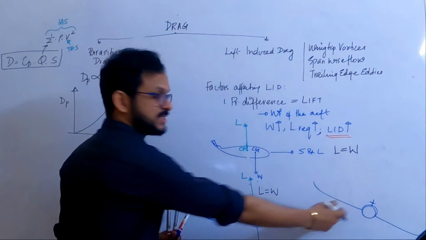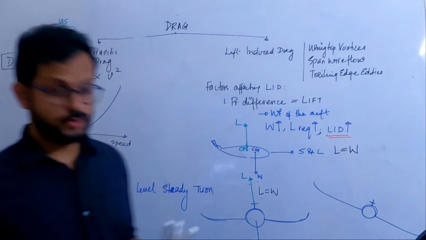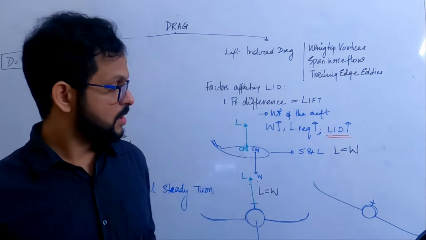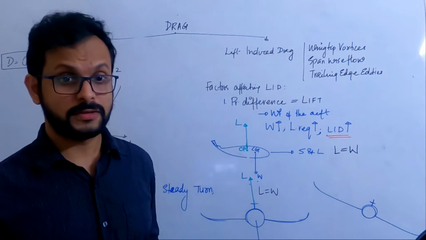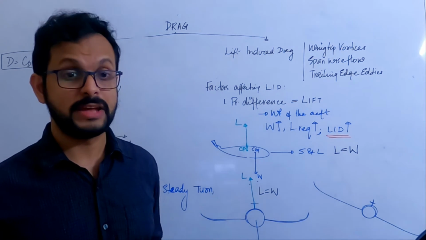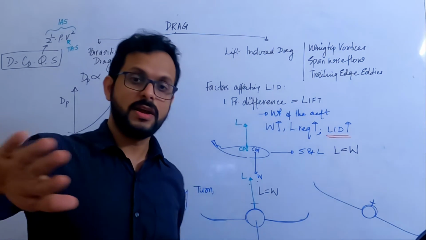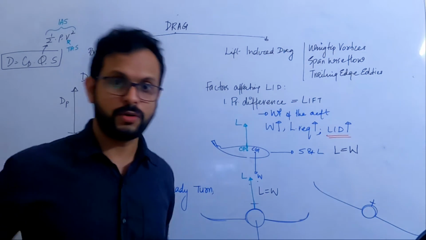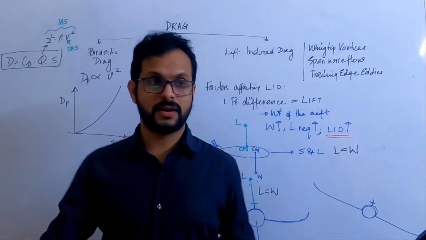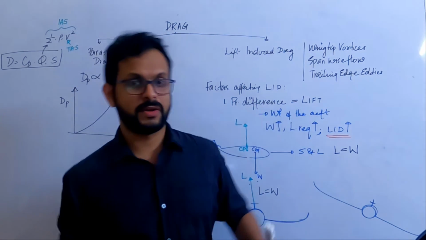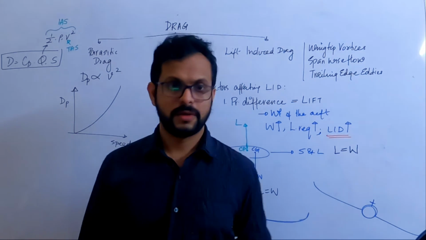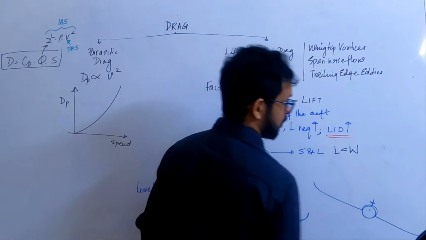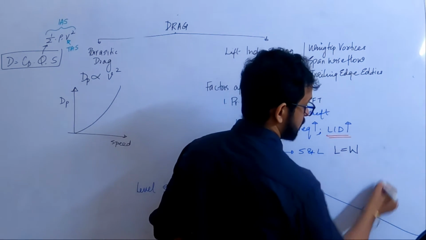Now what about in a turn? Let's draw the vectors again here. What is going to happen to the lift? Lift is again going to be perpendicular to the relative airflow. When you make a turn, the relative airflow is also coming from the turning side, not from straight anymore. If I'm making a left turn, relative airflow is going to come from the left. If I'm making a right turn, it's going to come from the right. Therefore the lift is now going to be perpendicular to the relative airflow, which is tilted.